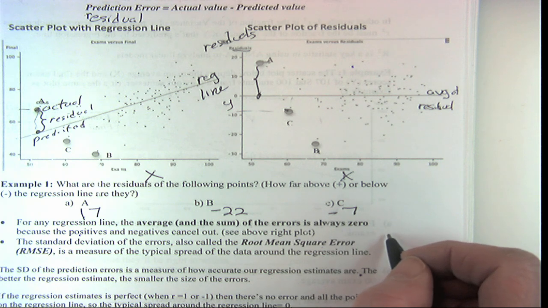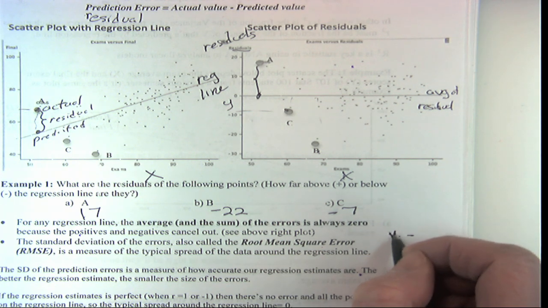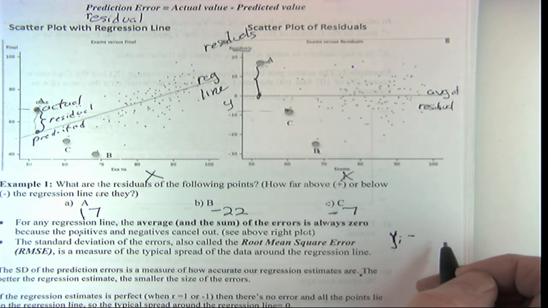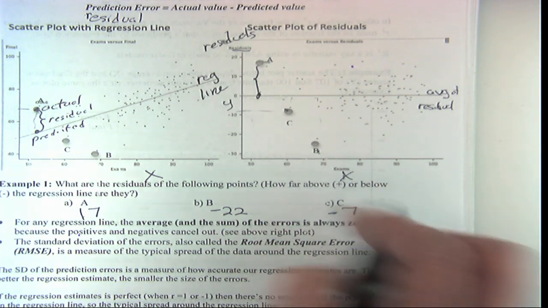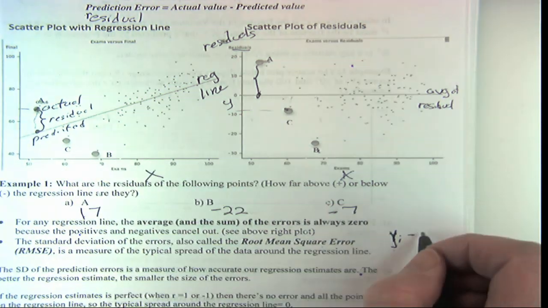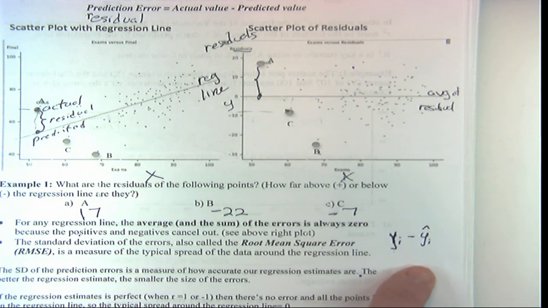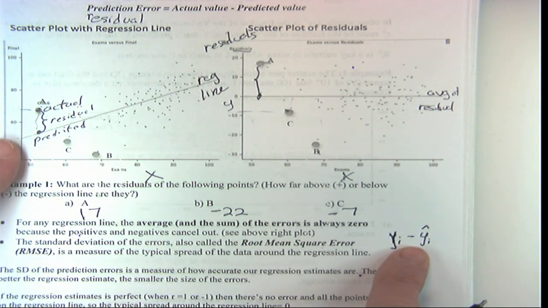We're taking all the errors. For each little point, y sub i, because they're y's right here, we'd subtract the actual or observed minus its predicted. So that would be y sub i minus y sub i with a little hat over it for predicted. These are all these distances. They can either be positive or negative.